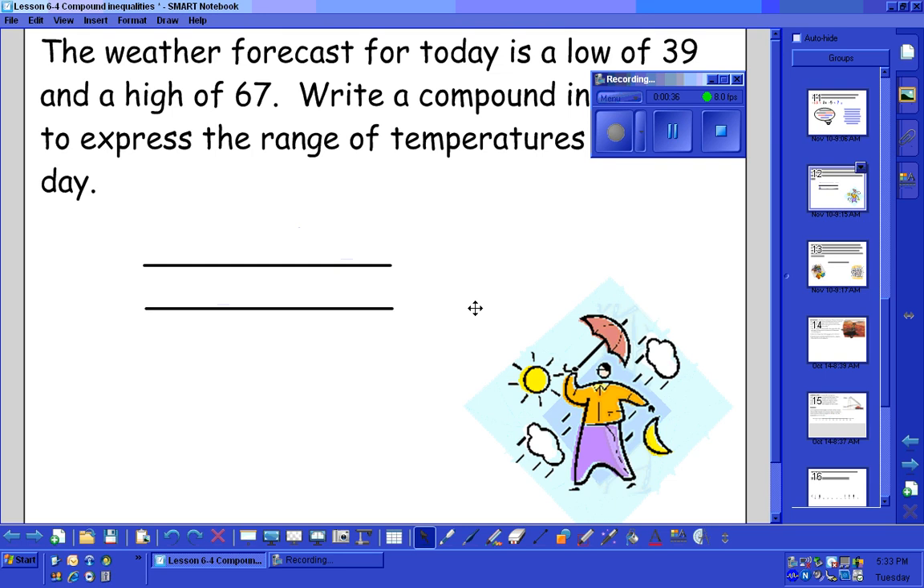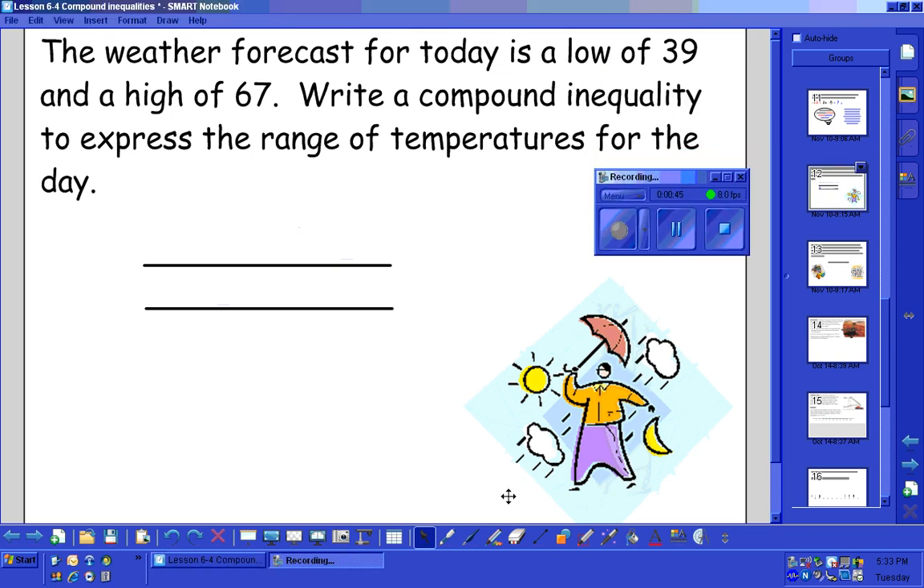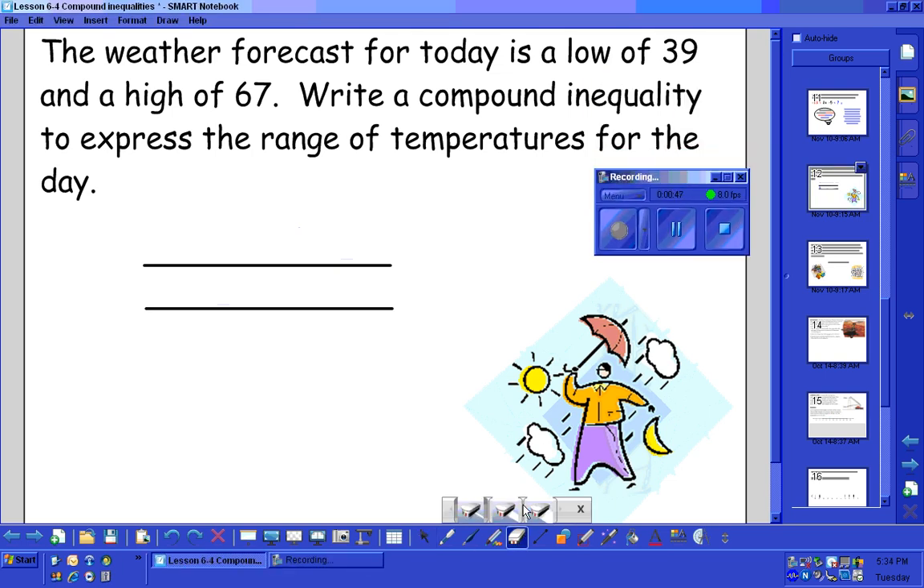Let's consider how we could use that type of format to write an inequality for something like this problem. The weather forecast for today has a low of 39 and a high of 67. What compound inequality describes the range of temperatures for the day? Well, we could say that the temperature is greater than or equal to 39, and it's also true that today's temperature is less than or equal to 67.